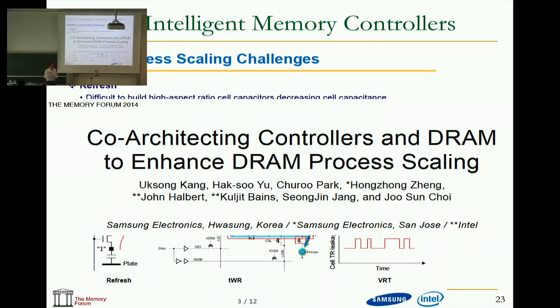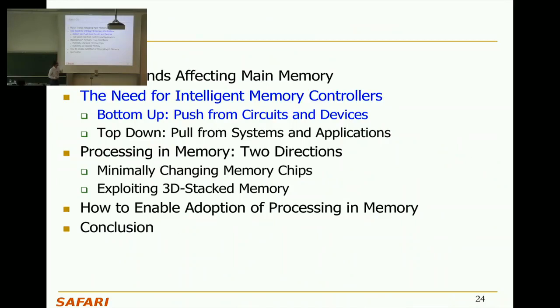Okay, so this is an outline of what I intend to cover. Basically, we've covered the major trends affecting main memory. Now I'm going to talk about the need for intelligent memory controllers. I'm going to motivate it from the bottom up first and then top down next. And I think I'm going to say that we're squeezed in the middle today in system design. We have no choice but to do processing inside the memory, moving some intelligence inside the memory controller. I'm going to talk about two directions in processing in memory that have not been looked at as much in the past. And hopefully, if we have time, we'll talk about some adoption issues. And we're going to spend 2 minutes having fun at the end, concluding. Hopefully, the rest will be fun also, but I think the last 2 minutes are more fun. So hopefully, you look forward to that.